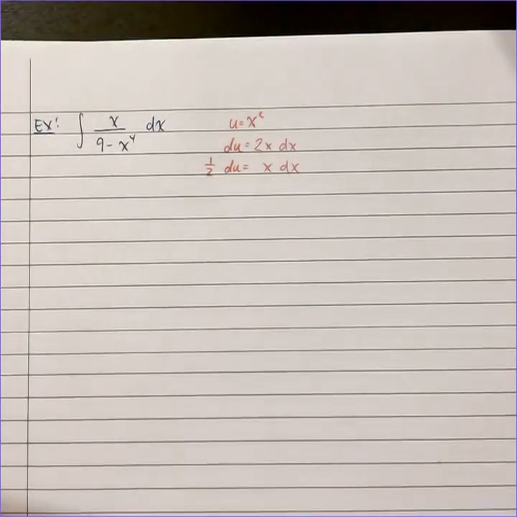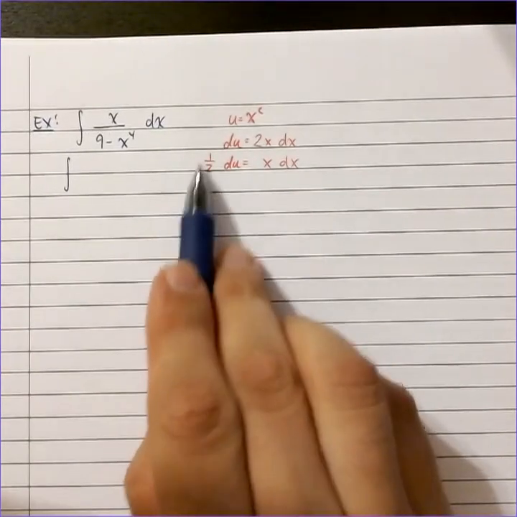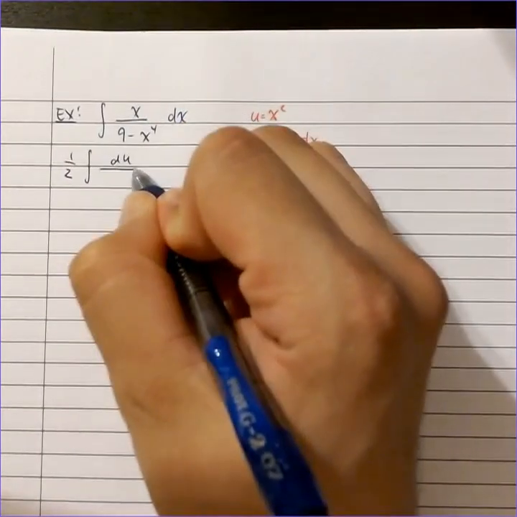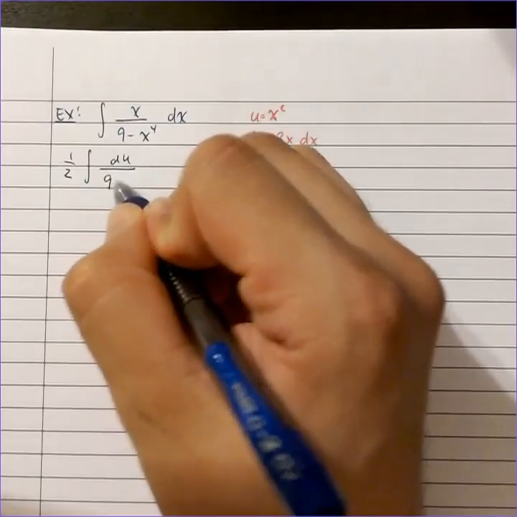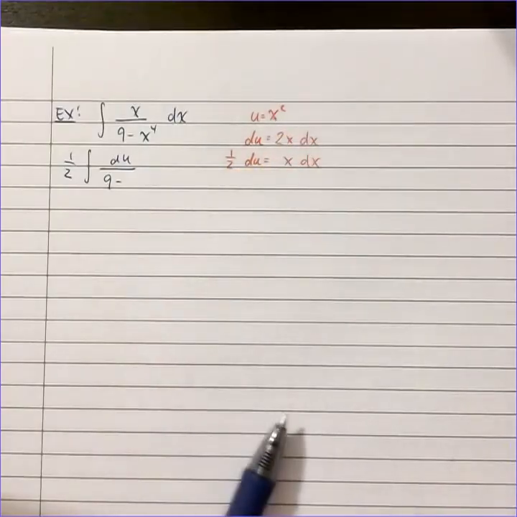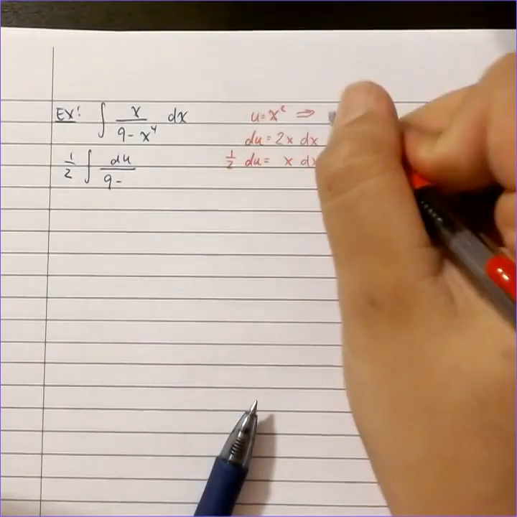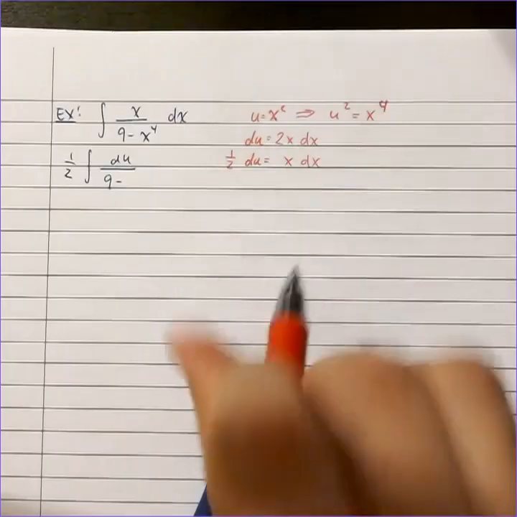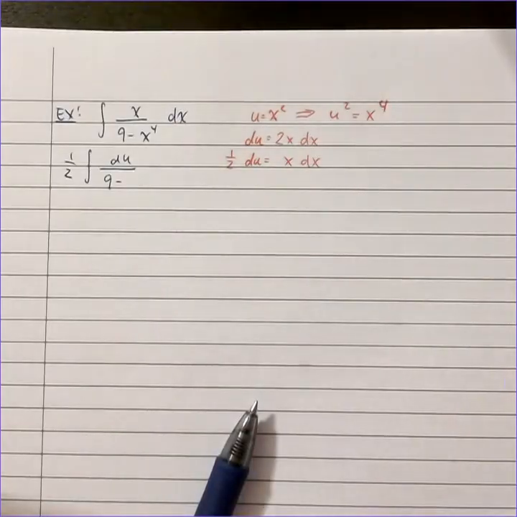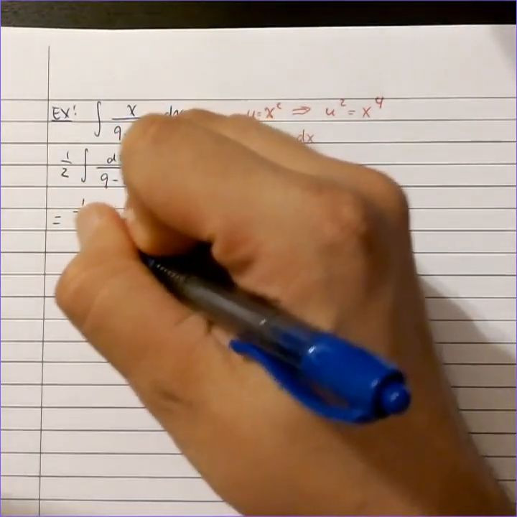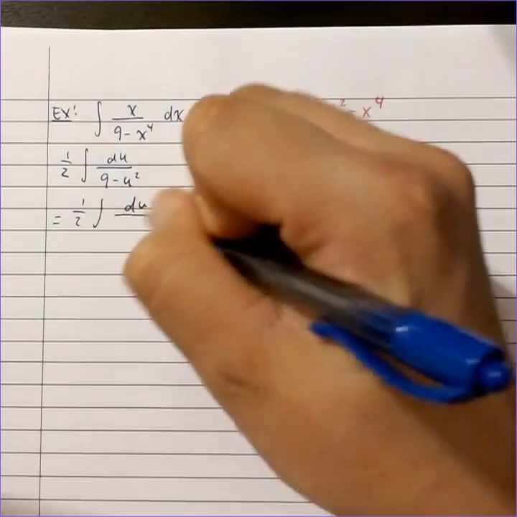So here this is going to become the integral. That x dx, that's 1/2 du. That 1/2 comes out. Du over 9 minus, well, if u is equal to x squared, then x to the fourth is just u squared. Right? Here, if I square both sides, that's going to give me u squared is equal to x squared squared, or in other words, x to the fourth. So that's going to be u squared.